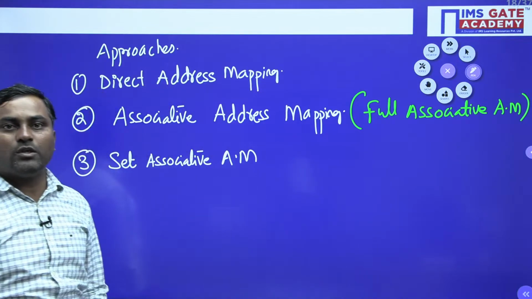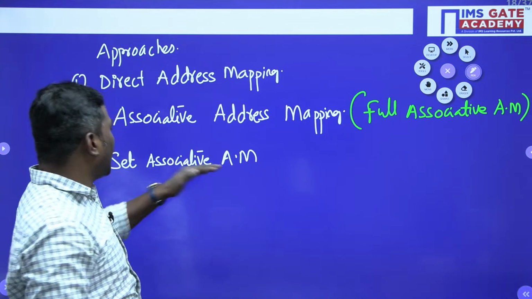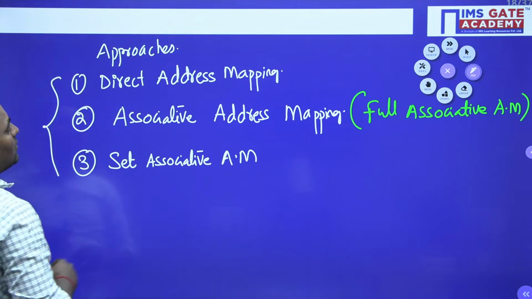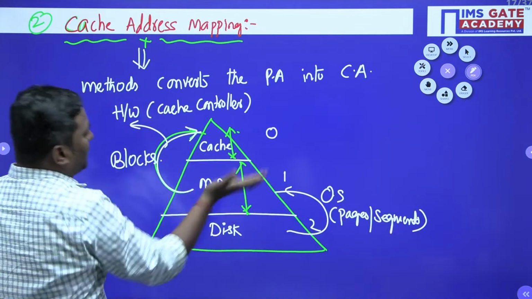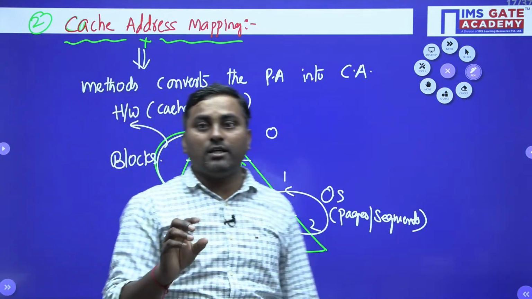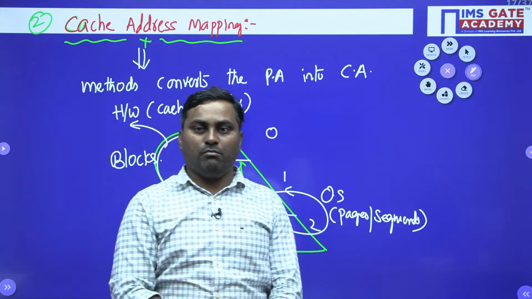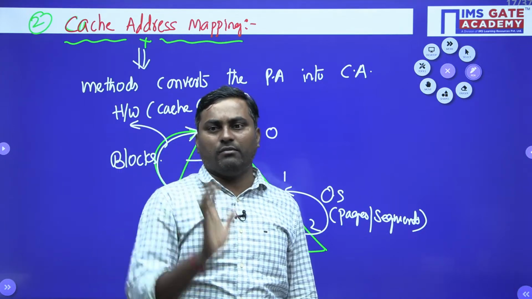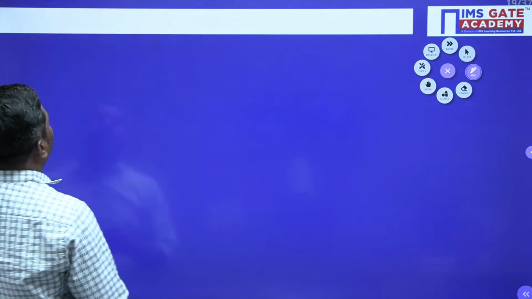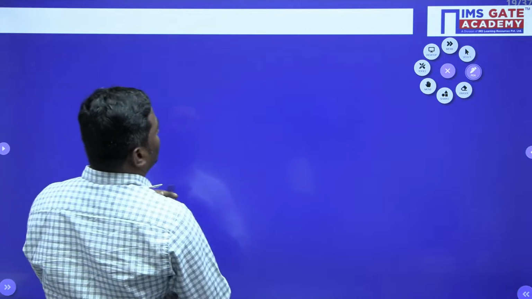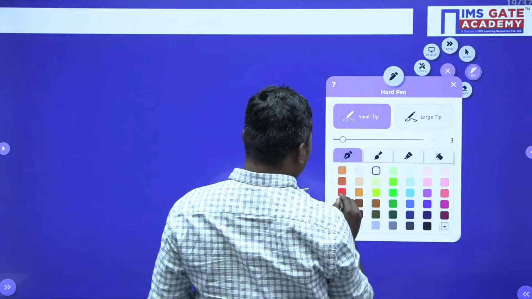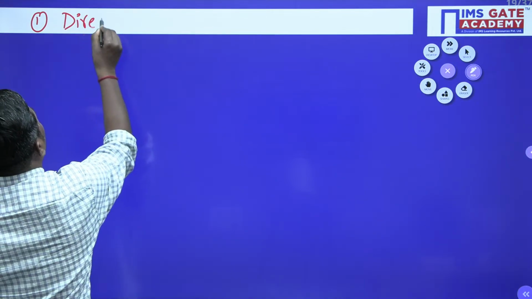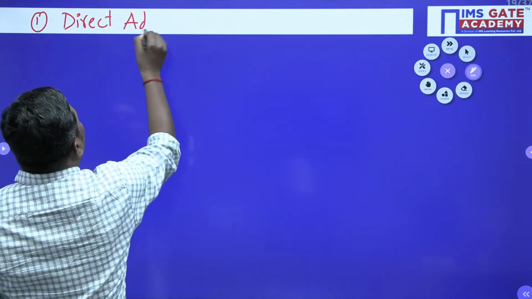The third one is set associative mapping. So there are three mechanisms which convert the main memory address into cache address. I hope you understand the importance of the address mapping schemes here. Now let's work out one by one. The first approach is direct address mapping.